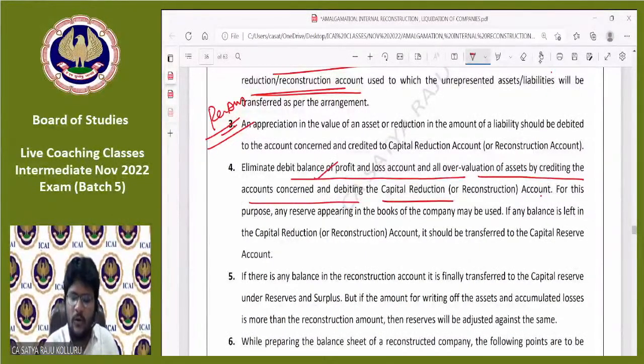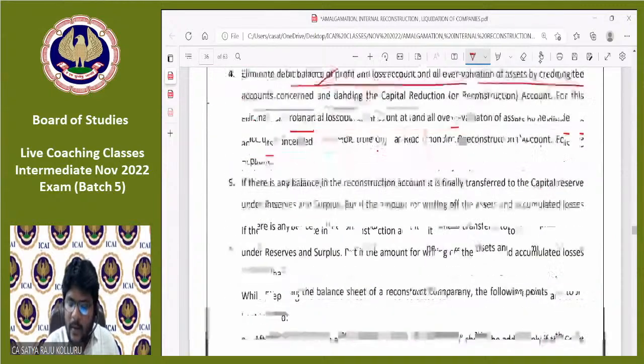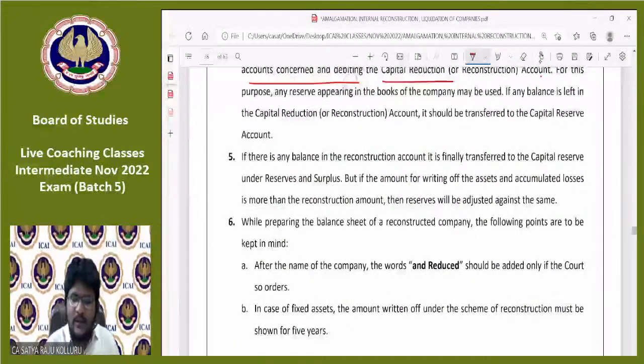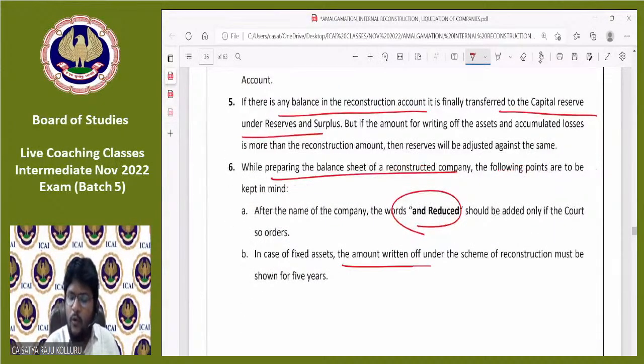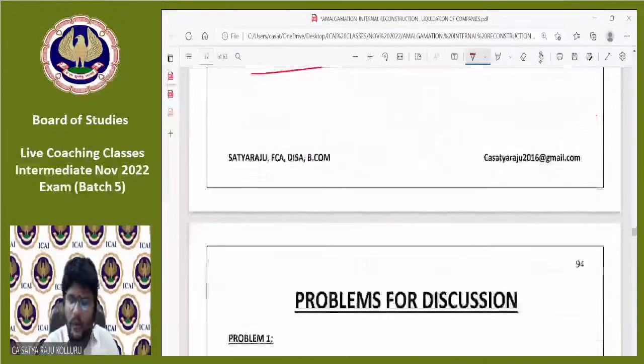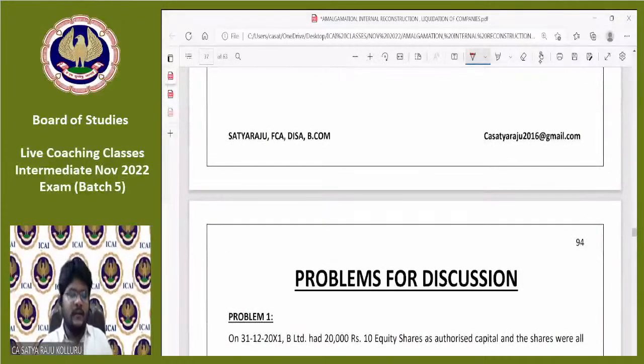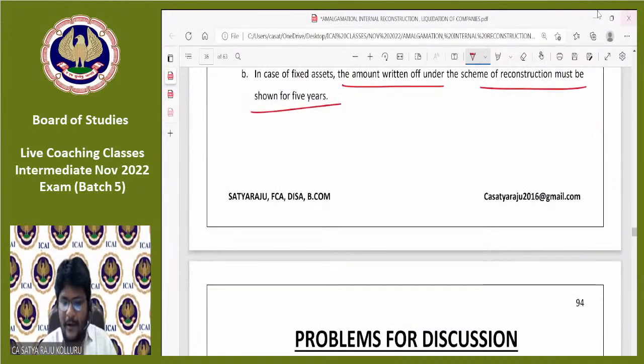This one I also told you: whether they mention it or not, the P&L account debit balance we need to eliminate. Sir, after making all such things, if there is any balance in reconstruction account, it is finally transferred to the capital reserve under reserves and surplus. Next, at the time of preparation of the balance sheet, we need to add the words 'and reduced'. In case of fixed assets, the amount written off under the scheme of reconstruction must be shown for 5 years. That point I also mentioned. That's it, guys. With this, the concept is 100% over.